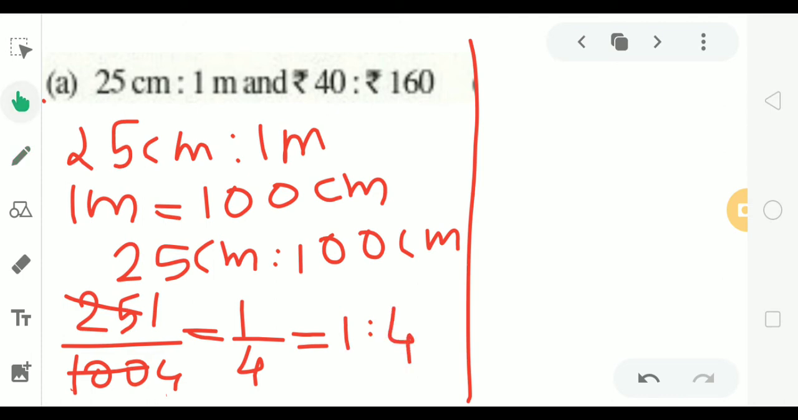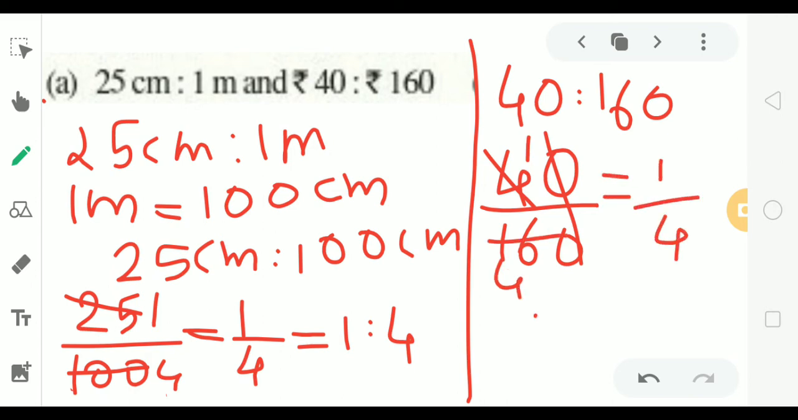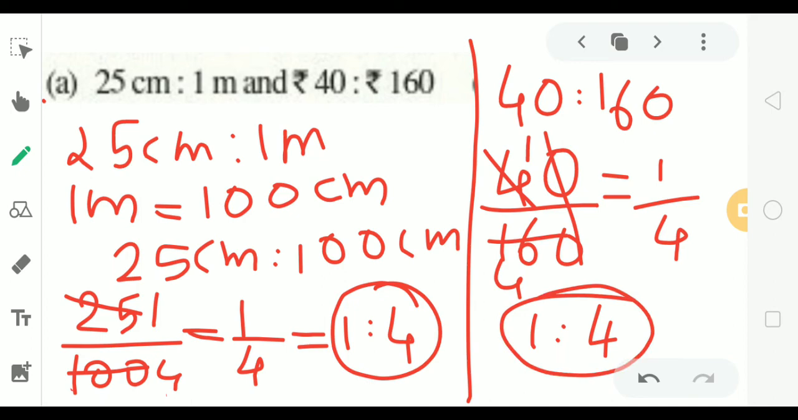Now the next ratio is 40 rupees to 160 rupees. That is 40 is to 160. We write this as 40 over 160. The last zeros we cut. In the 4 table, 4 is 1 time, 16 is 4 times. So that is 1 over 4. It is the same as 1 is to 4. So we got the simplest forms of both the ratios equal. Then these four quantities will form a proportion.